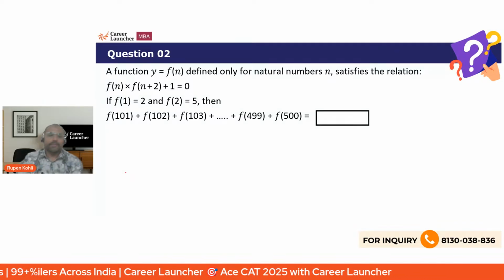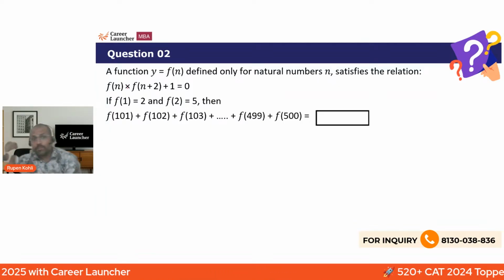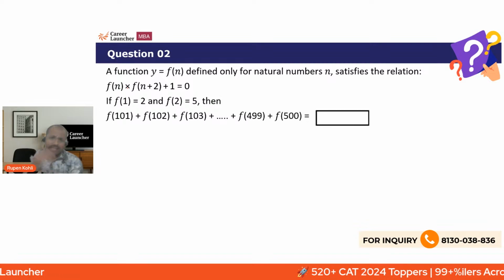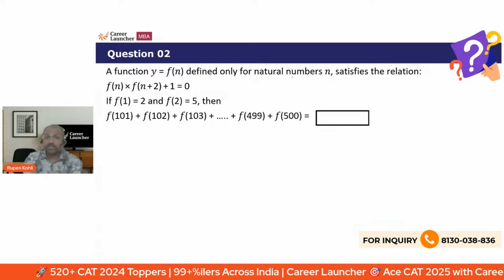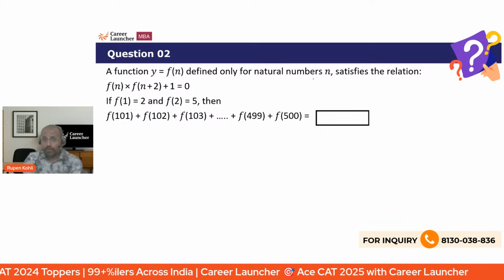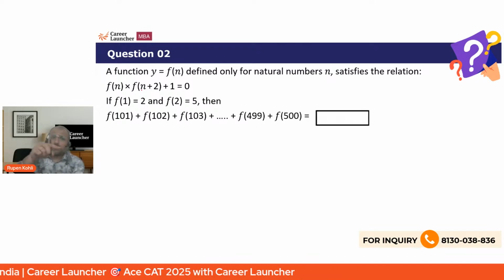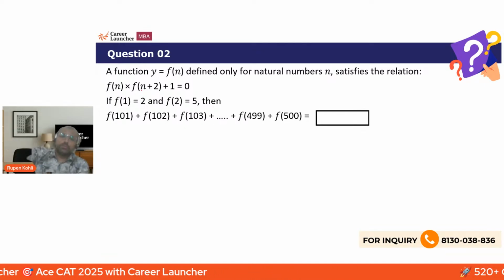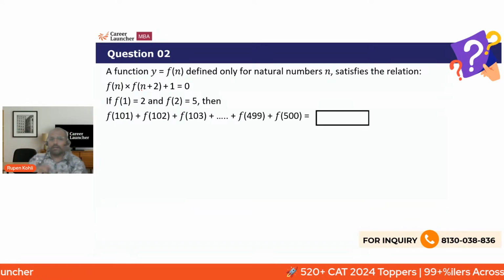All right. So this is the functional equation over here, right? f of n into f of n plus 2 plus 1 is 0. This can be rearranged, and basically it is telling us that if f of n is known, first of all, this function is a very special function. It is defined only for natural numbers. So if f of n is known, then f of n plus 2, meaning the value of the function two numbers down the line, can be obtained.